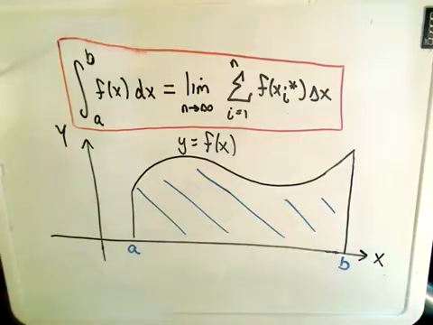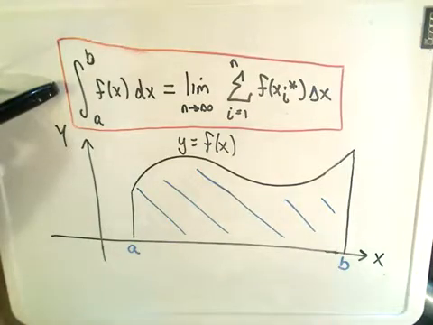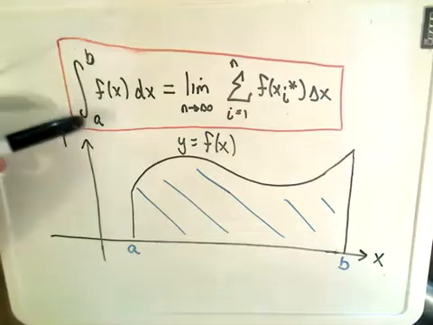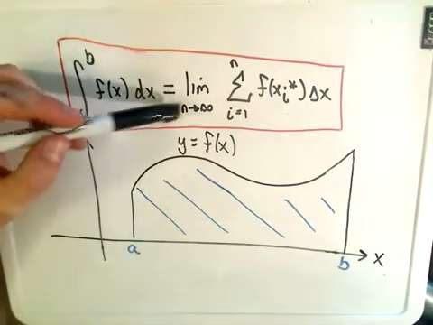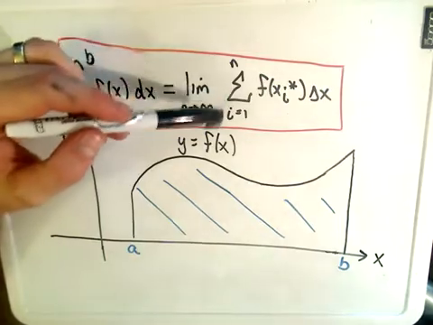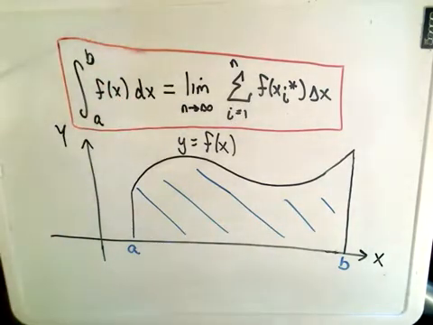Okay, in this video I want to talk about the definition of the definite integral. The thing I have boxed up here in red at the top is the definition of the definite integral. It says that the integral from a to b of f of x dx is equal to the limit as n goes to infinity of the summation from 1 to n of f of x sub i star delta x.